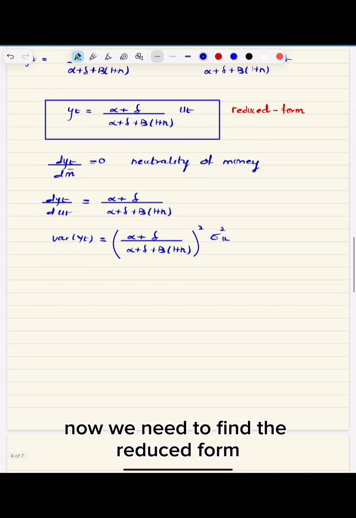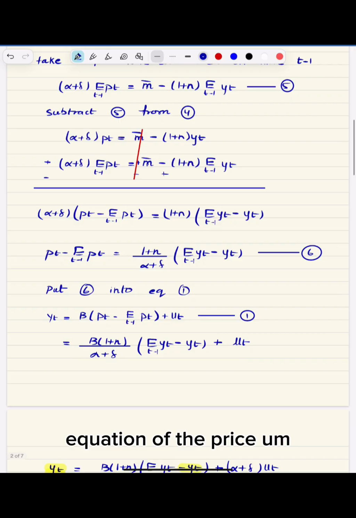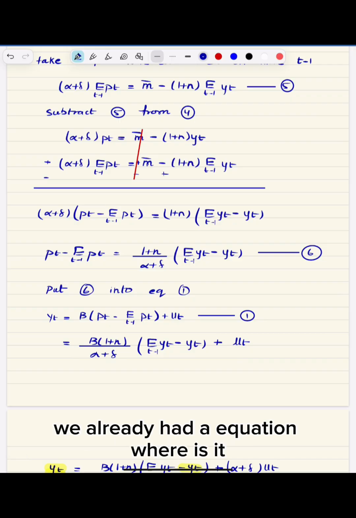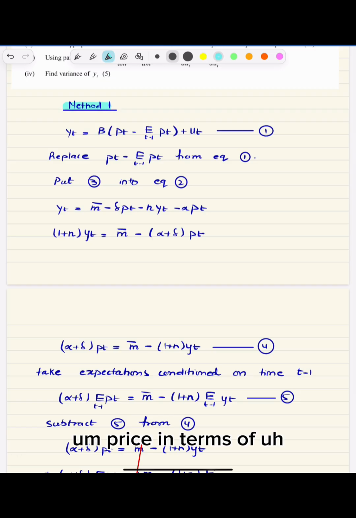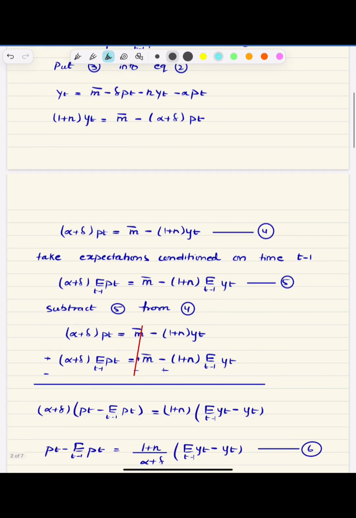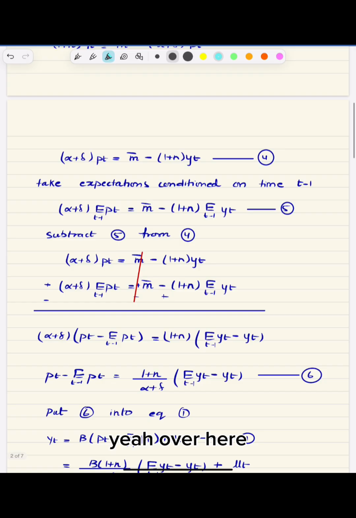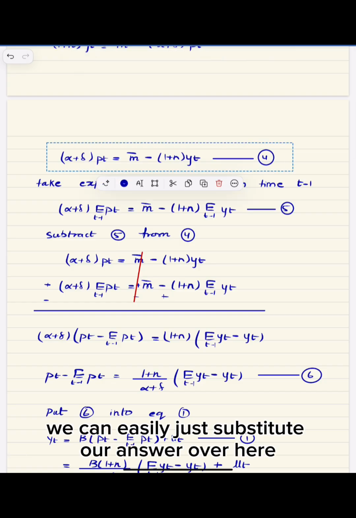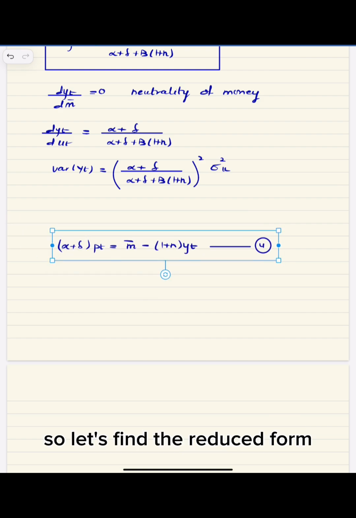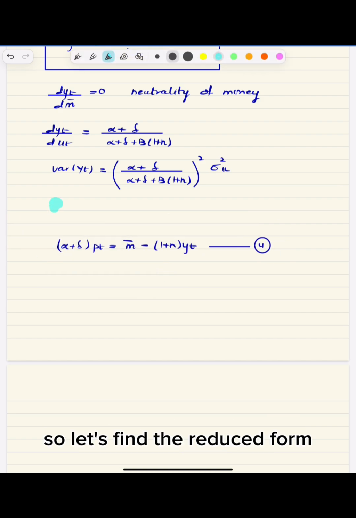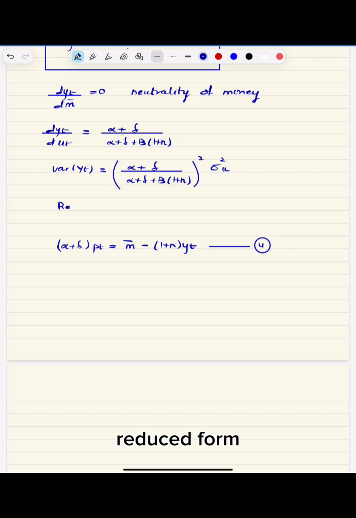Now we need to find the reduced form equation of the price. We already had the equation, where is it? Price in terms of, yeah, over here. So from equation 4, we can easily just substitute our answer over here. So let's find the reduced form of PT.